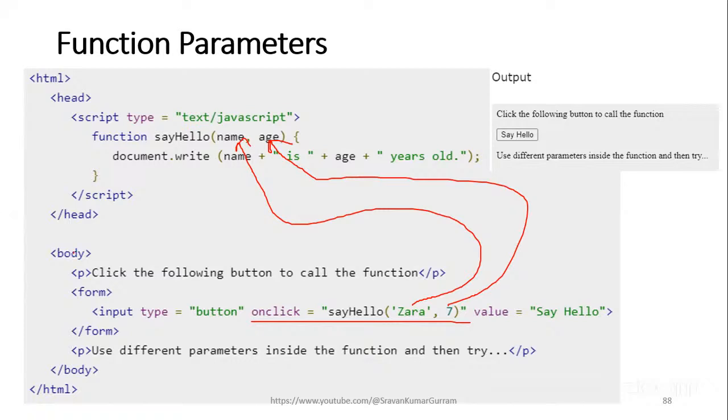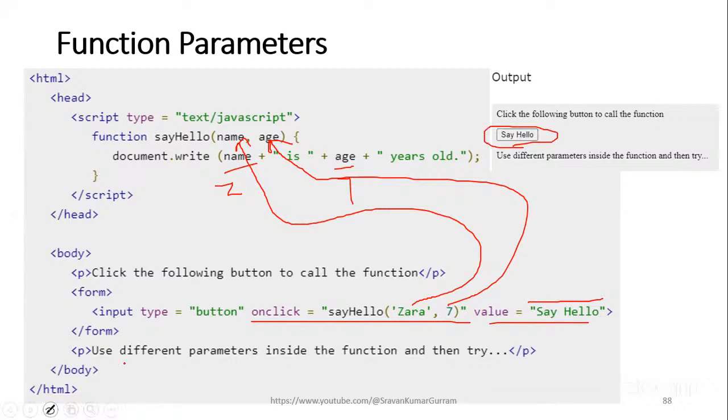After that, whenever you write an output statement, name is age years old. So in the place of the name and age, which is in the black color, okay, Zara will be printed here, 7 will be printed here. So Zara is 7 years old. Now it's good, it gives some sense. Okay, then value is nothing but display text on the button. What is the value you are giving here as a value of the button? That text will be displayed on the button.